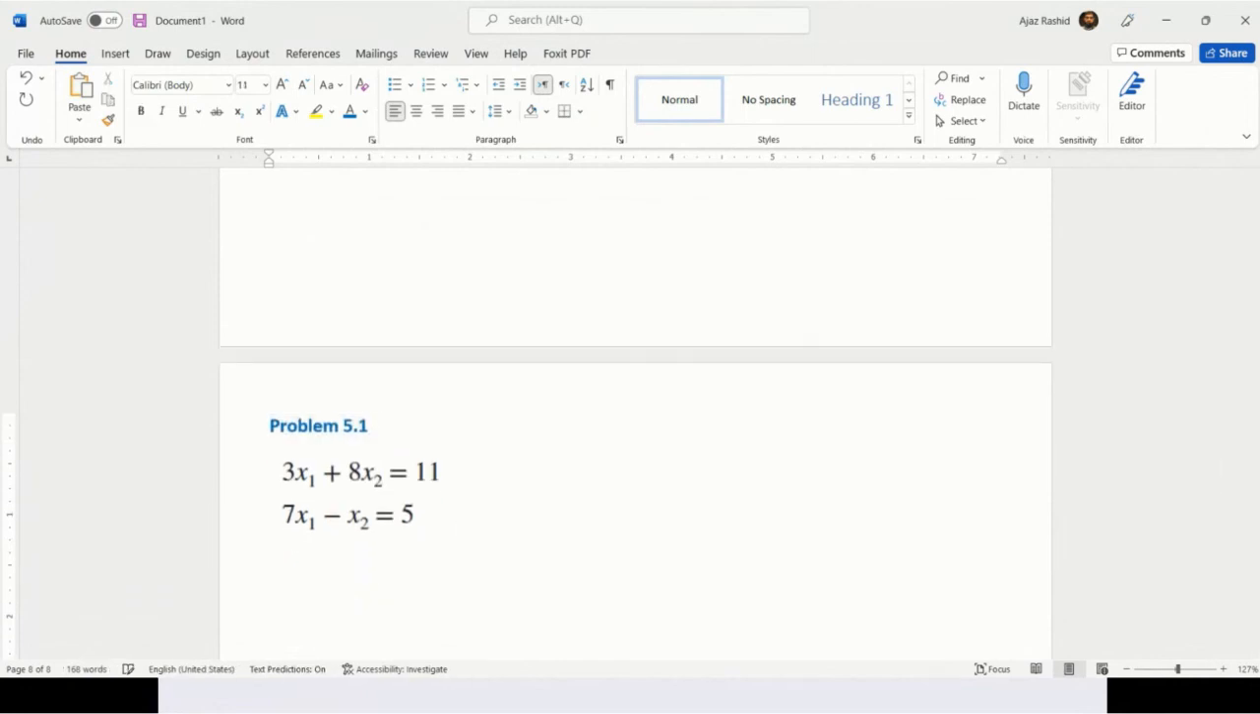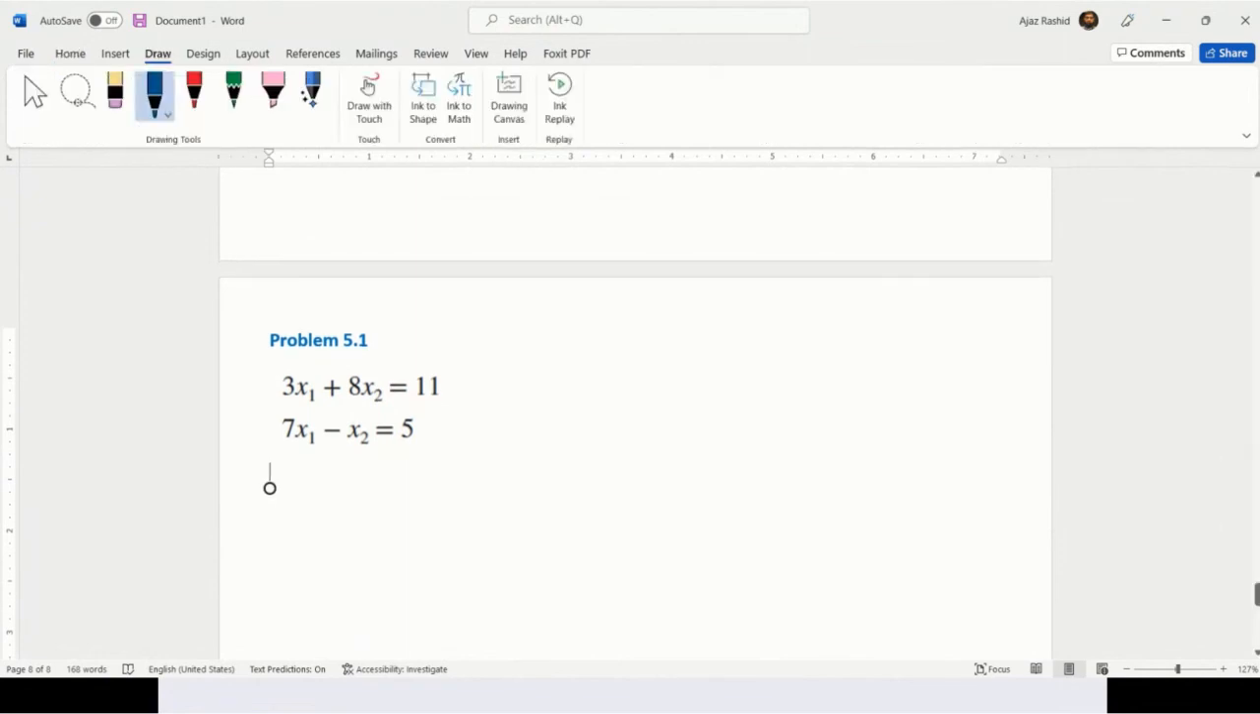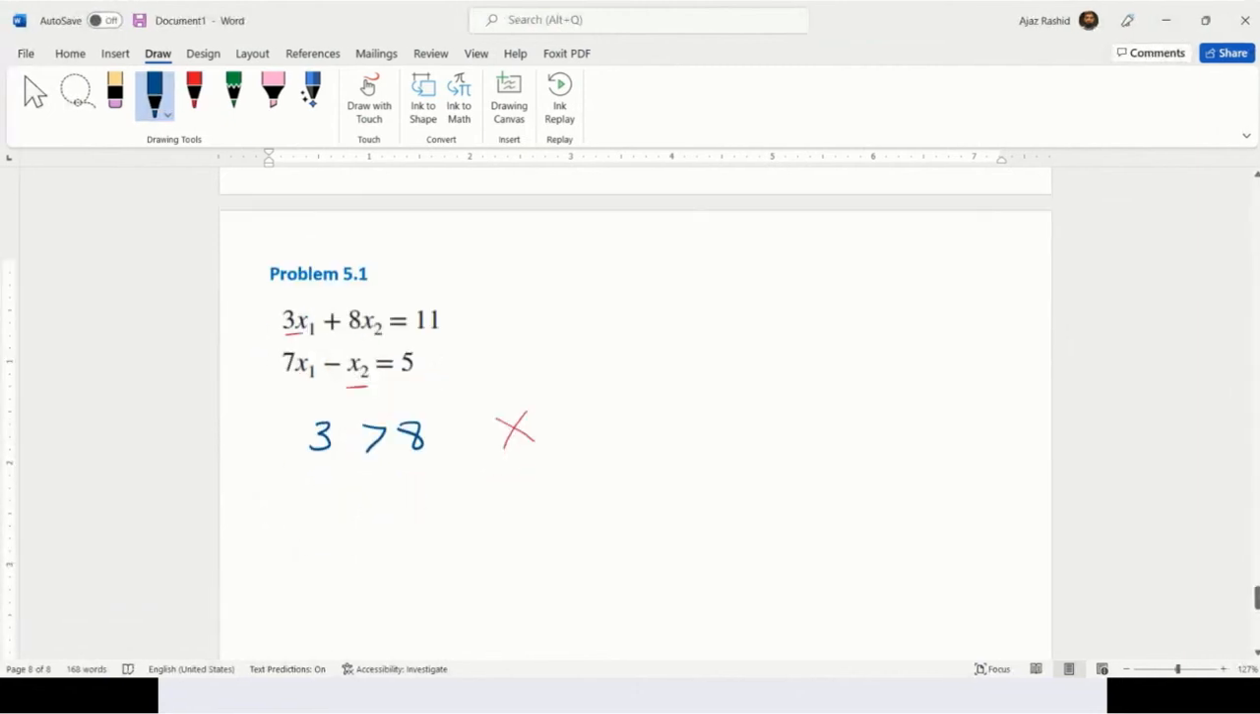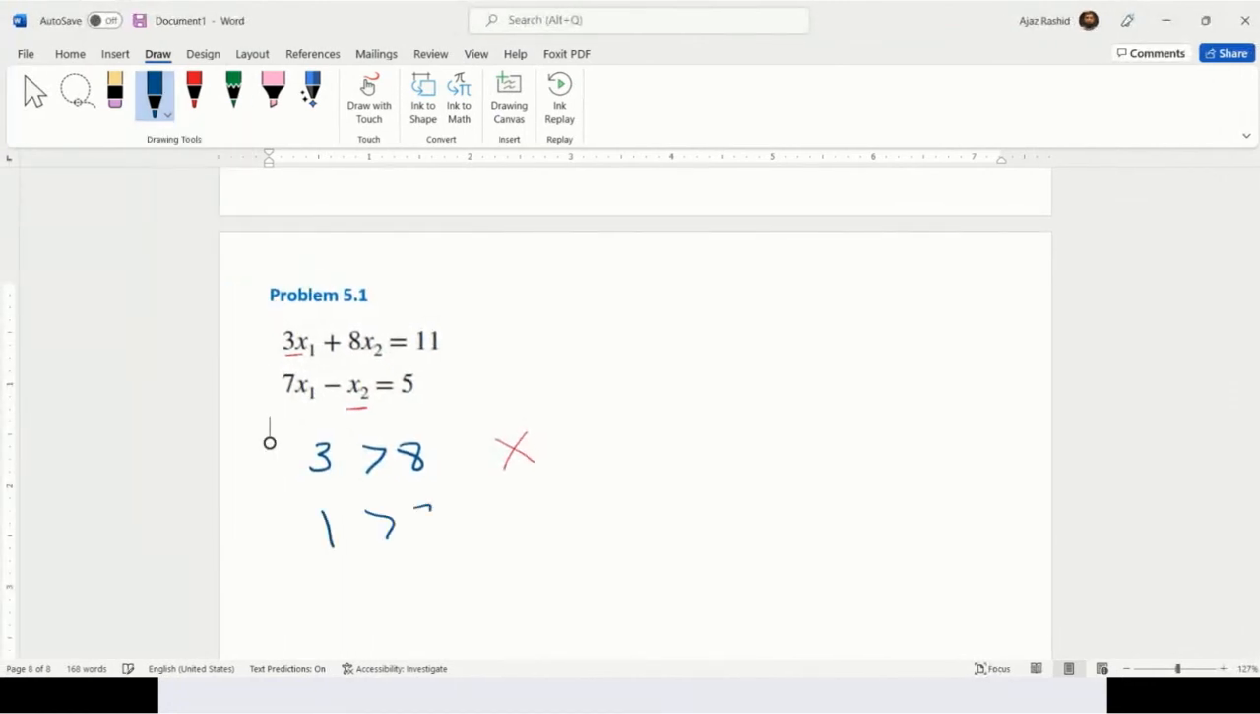Now we see that 3 greater than 8 is not satisfied. 1 greater than 7, not satisfied. So in both cases, we find that the system is not diagonally dominant.